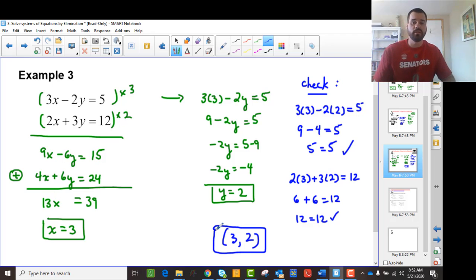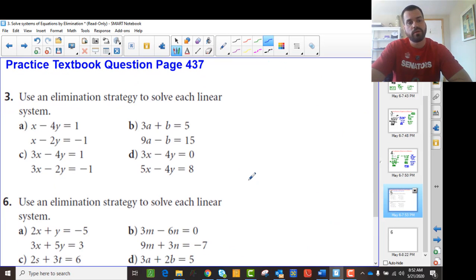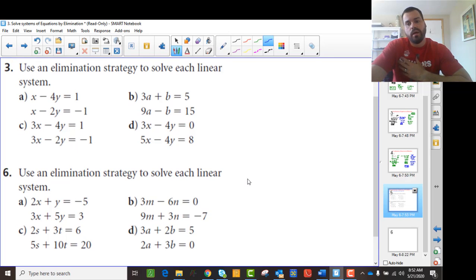So that's the method of elimination or addition and subtraction. You'll hear it called both. And again, here's some questions for you to try, and we'll leave it at that.